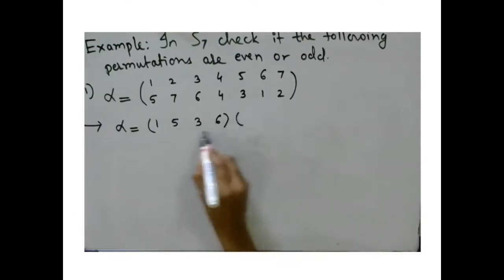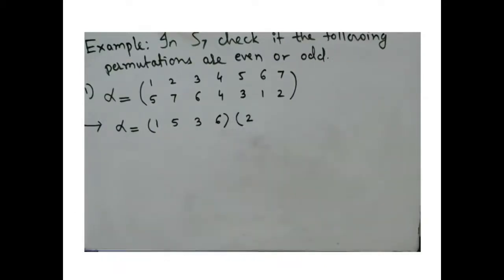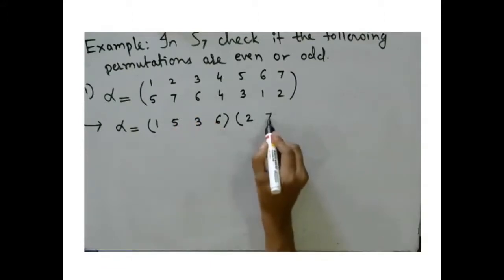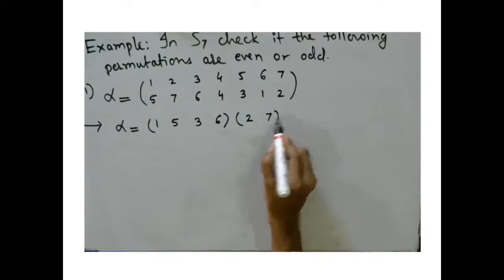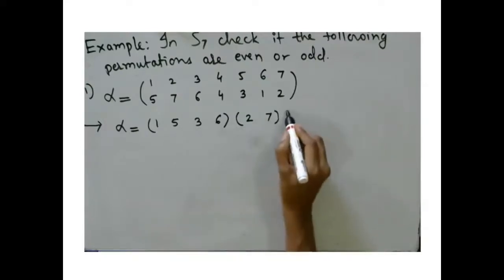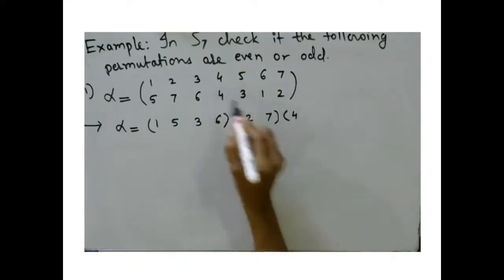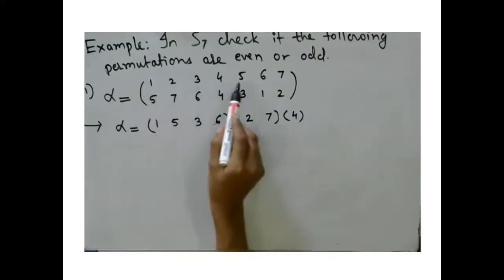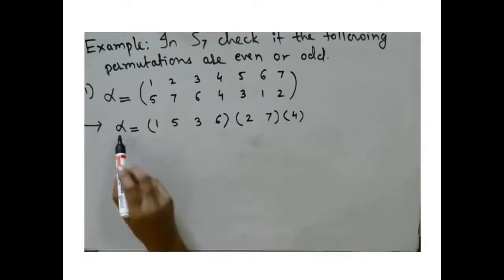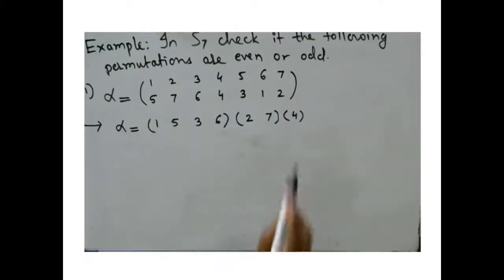Take an element which is not there in this cycle. Let us start with 2. 2 is mapping to 7, 7 is mapping to 2. So close this cycle here. Then take an element which is not there in these two cycles, that is 4. 4 is mapping to itself. So we have exhausted all the elements from the set 1, 2, 3, 4, 5, 6, 7. So this is our permutation alpha in cyclic notation.